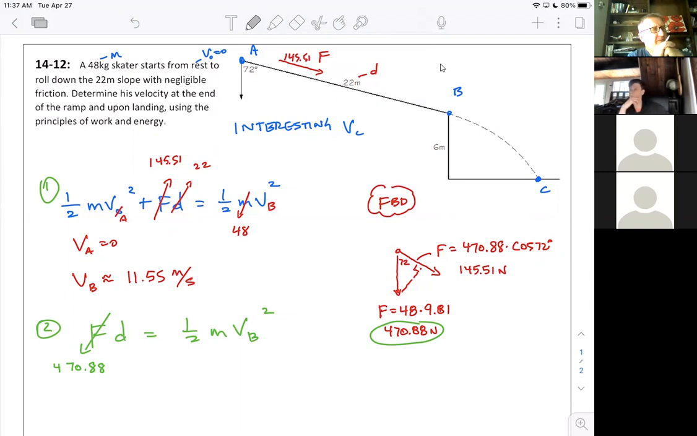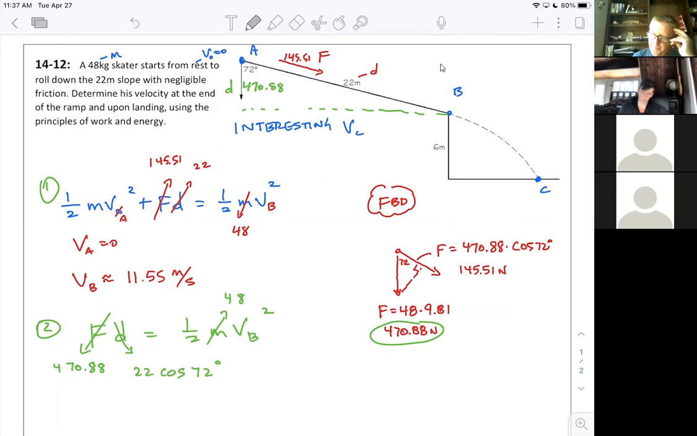Or how would the distance be different? I can't just say 22 again, because I obviously wouldn't get the same answer. Certainly my mass is 48. Anybody have any thoughts on that? It'd just be the vertical distance. Yeah, it's just the direction in which that force is happening. In other words, I can use this force of 470.88, but then this would have to be my distance. So would you agree then that you'd have to take 22 and multiply it by the cosine of 72 degrees.